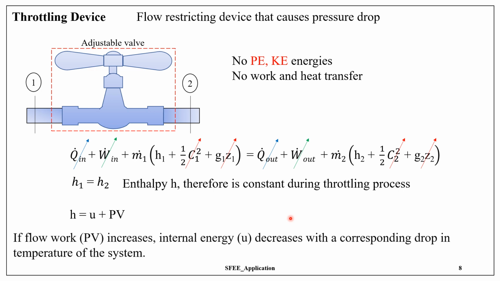H is equal to U plus PV. And now we are answering. If flow work PV increases, if P1 V1 is not equal to P2 V2, if there is an increase, then the internal energy U decreases with a corresponding drop in temperature of the system. Remember, internal energy is a function of temperature only for an ideal gas. So internal energy decreases with a corresponding drop in temperature of the system.